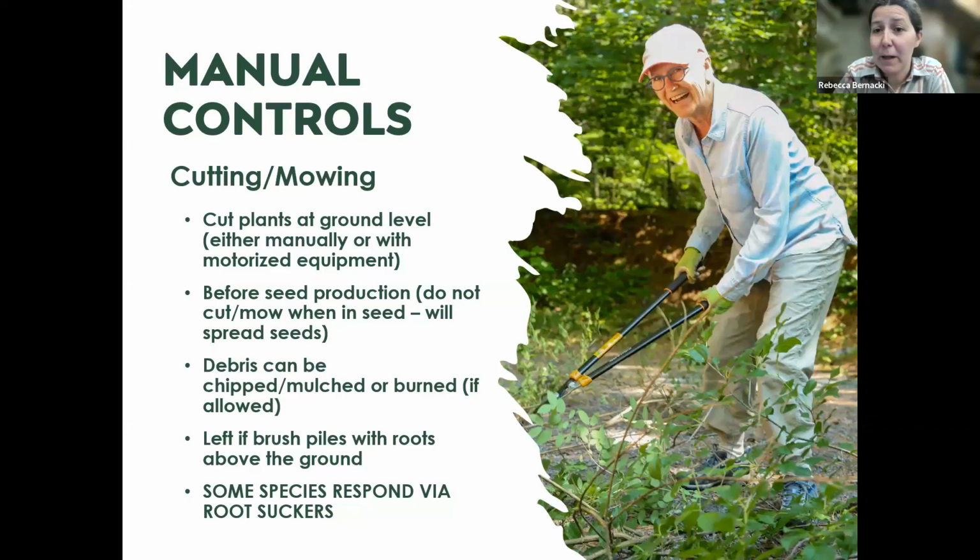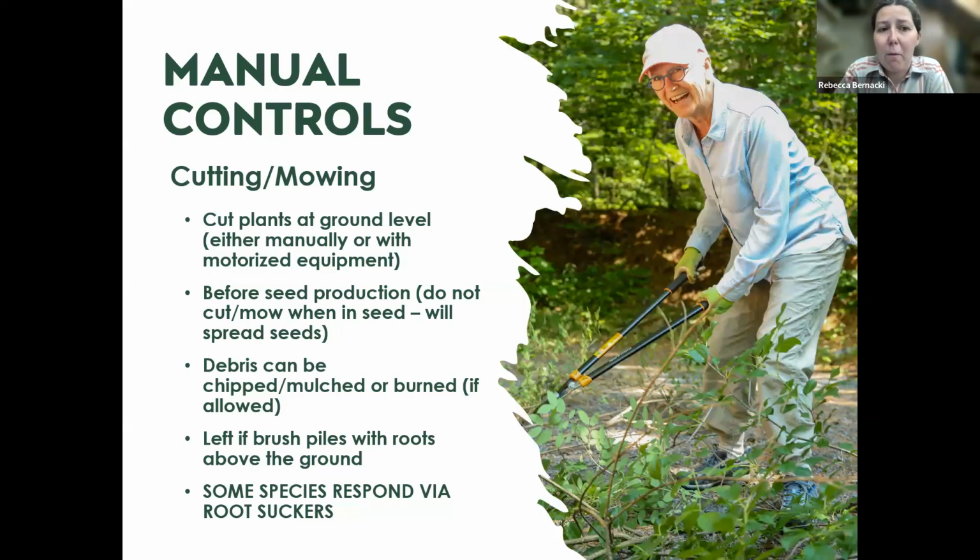If we mow something when it's in seed, what does a lawnmower do? It kind of flails around all the grass you cut, right? So if you do that, you're flailing around all those seeds and you're making a bigger problem for yourself. You can also get those seeds in the tires of your mower and spread them in new areas. So if you do mechanical treatment or mowing treatment, we want to do that before seed set.